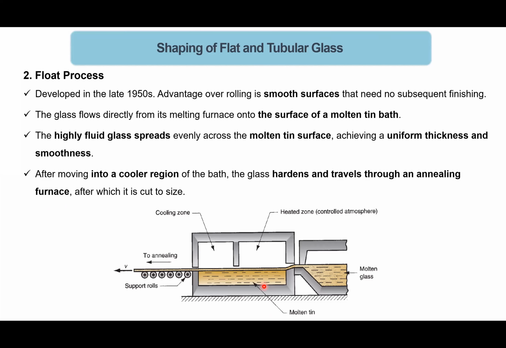And the molten tin bath, there are two zones actually. First zone is the heated zone, high temperature zone, and it's a controlled environment to get the uniform distribution. And in the cold zone, the glass becomes solidified, and then it comes out of the mold.